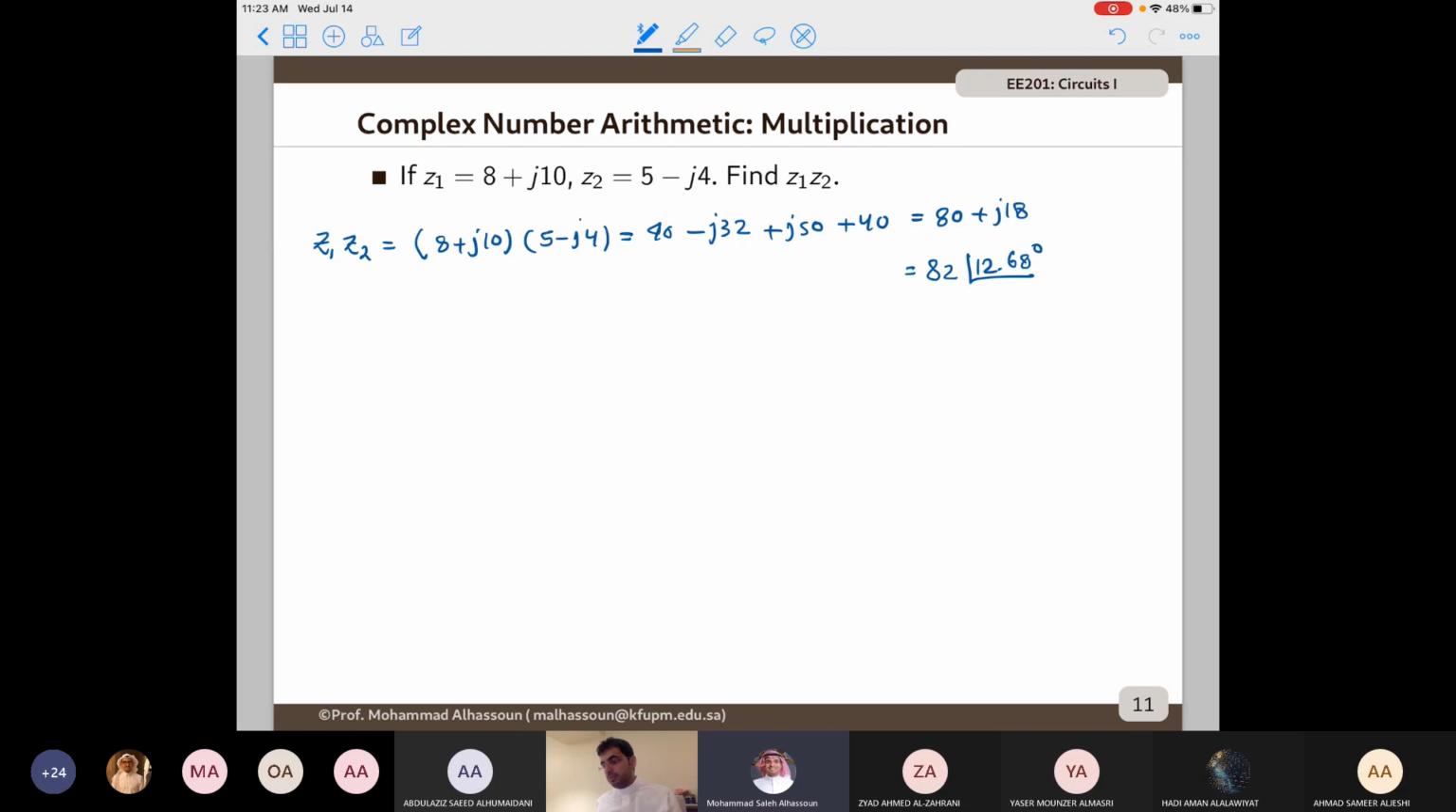The other option is, well, this is simple to us. This is just multiplication of two. But if you have a huge number of them, 3, 4, 5, or any other number, you will see that it will make more sense. It will be much simpler if you convert everything to polar form.